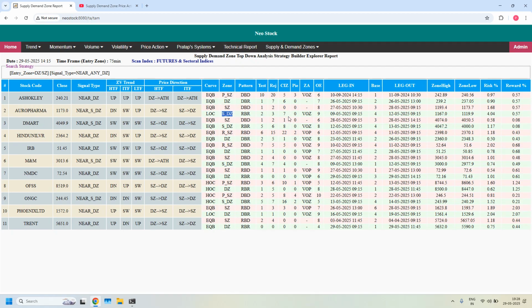Aurobindo Pharma is having a 75 minutes high liquidity demand zone. It's not supply zones, demand zones. 75 minutes high liquidity demand zone. Next, DMart is having a 75 minutes high liquidity demand zone.